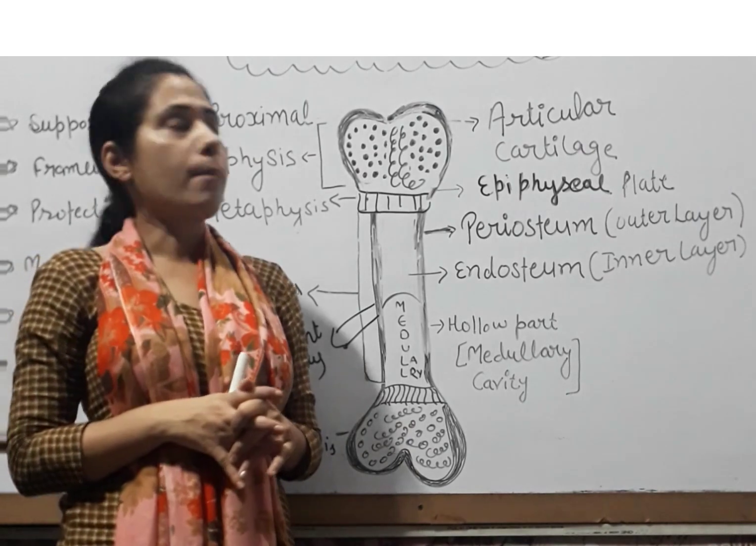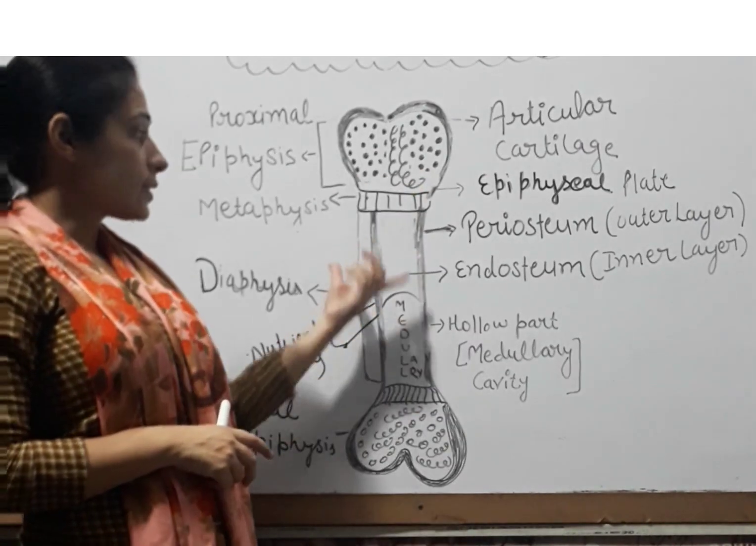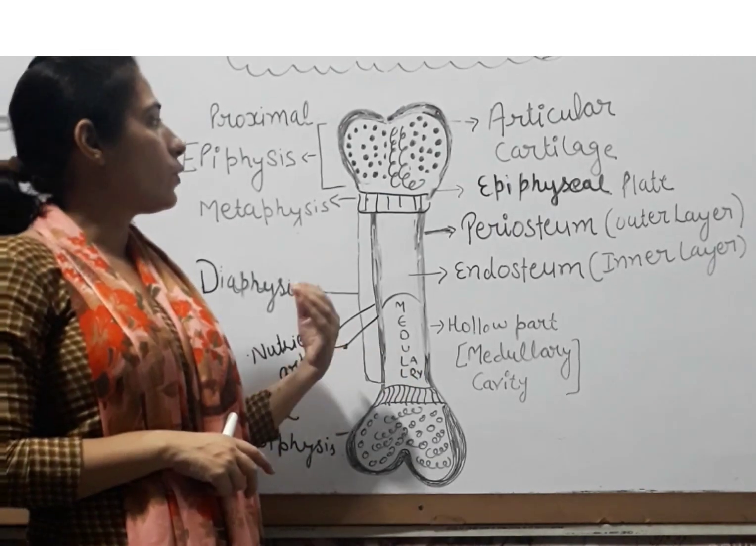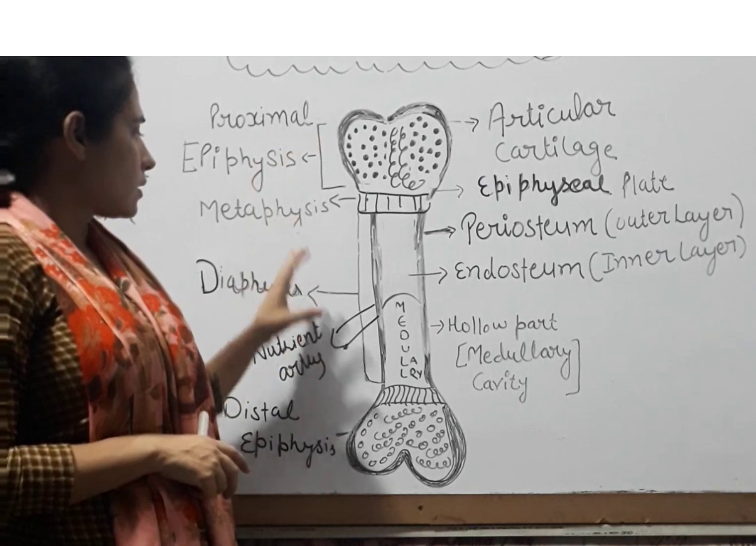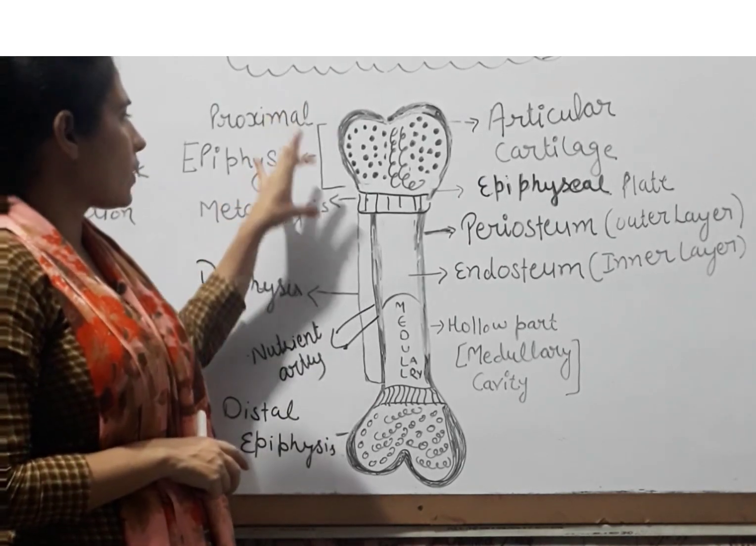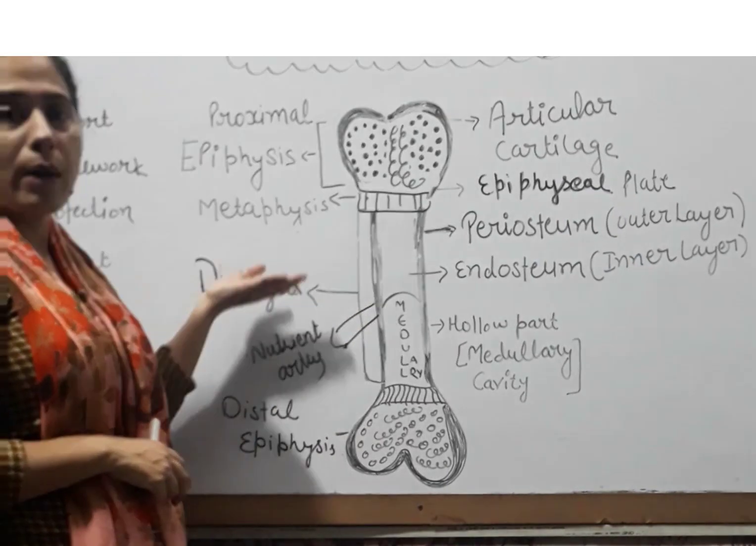Next, we will start the parts of bone. Here we have a long bone. This is the structure of a long bone. Firstly, we will divide the bone into three main parts: diaphysis, epiphysis, and metaphysis. One by one we will study about these parts.